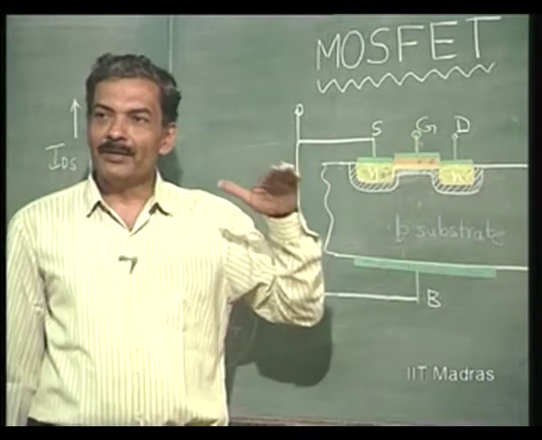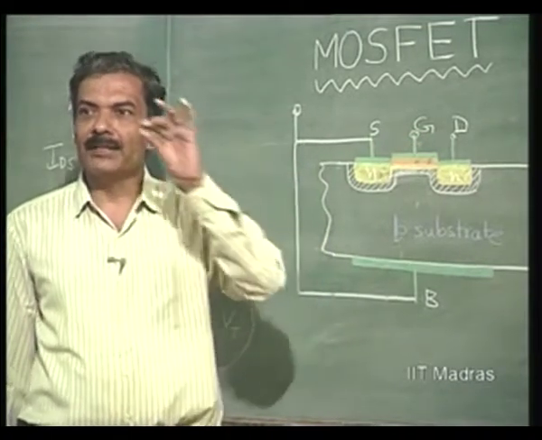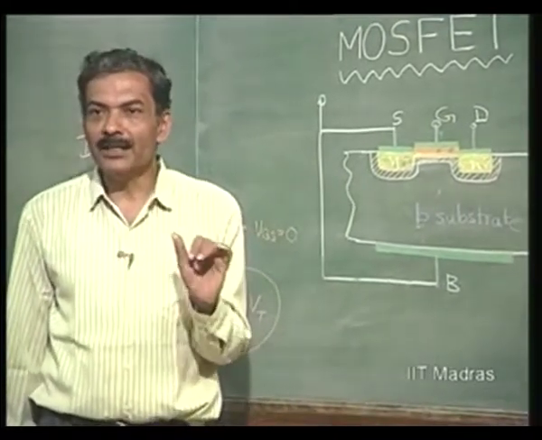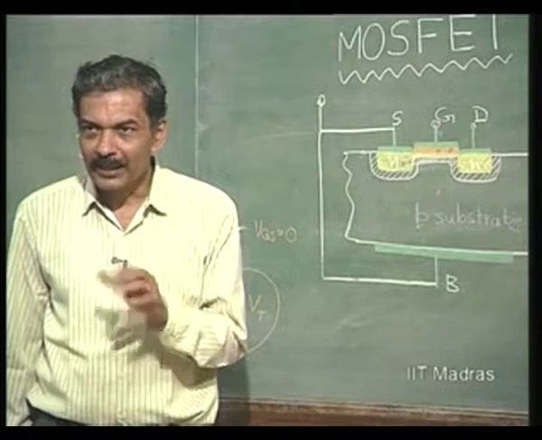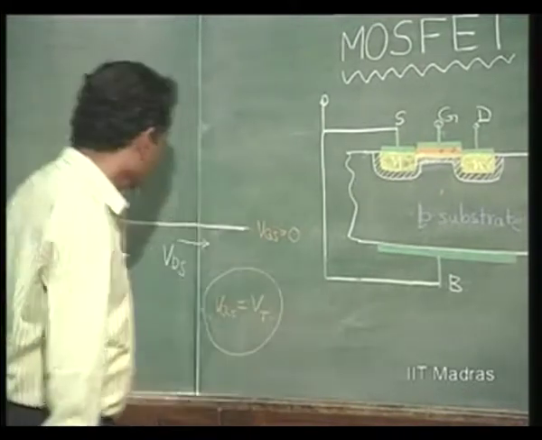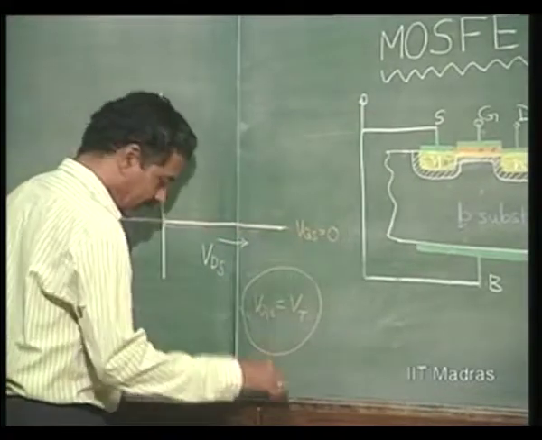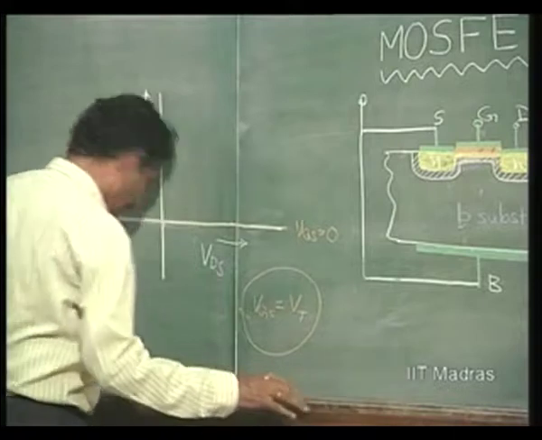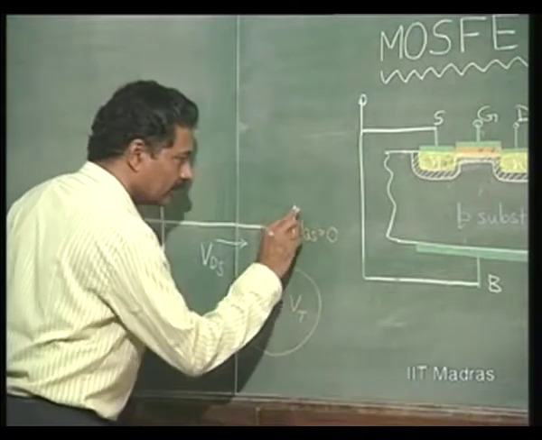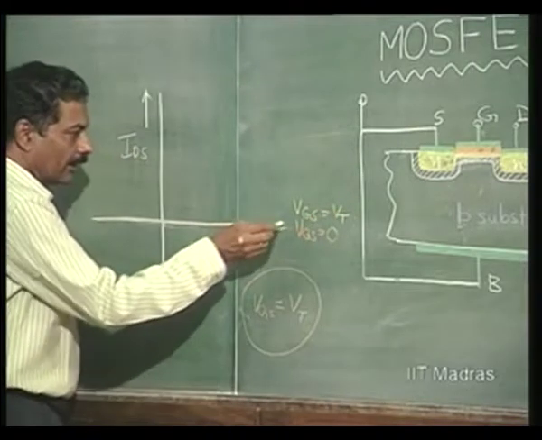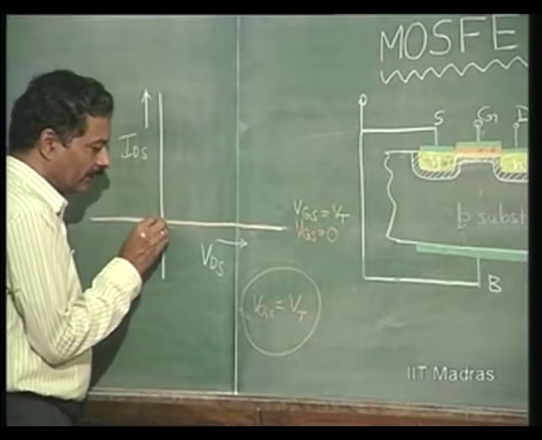So, when you apply the threshold voltage, the channel is just formed, let us say a very thin layer. That means the resistance is still very high. Current is going to flow, but very, very small. So, current has started flowing. For VGS equal to 0 to VGS equal to VT, we have still current flowing here, but very low.